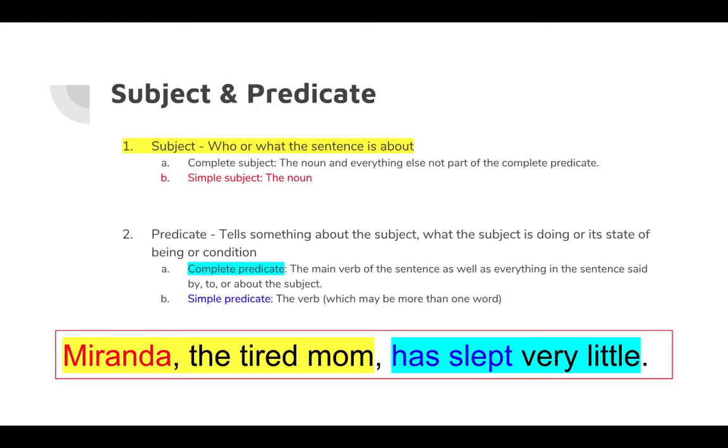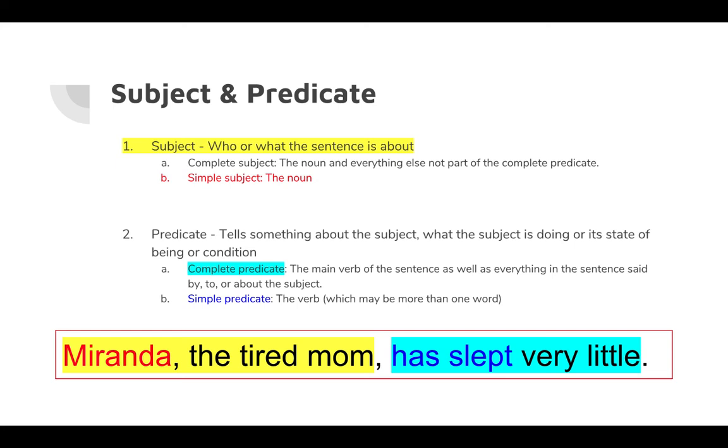Okay, so now that we've talked about subject-verb agreement, I said I wanted to review subject and predicate, because if you can't find the subject, you can't figure out if we should have a plural or a singular verb. All right? So the subject is who or what the sentence is about: the person, place, or thing. It's the noun that the sentence is about.